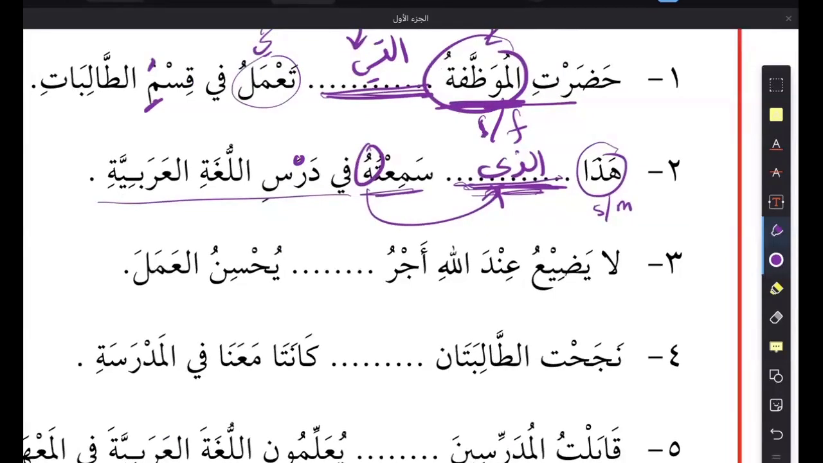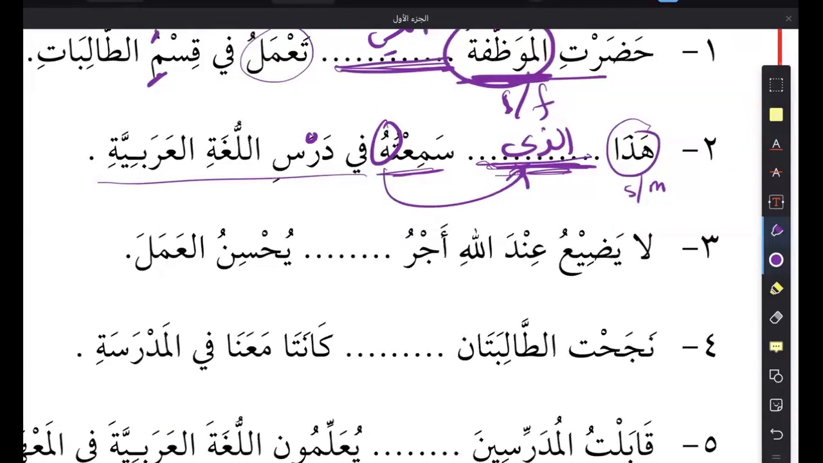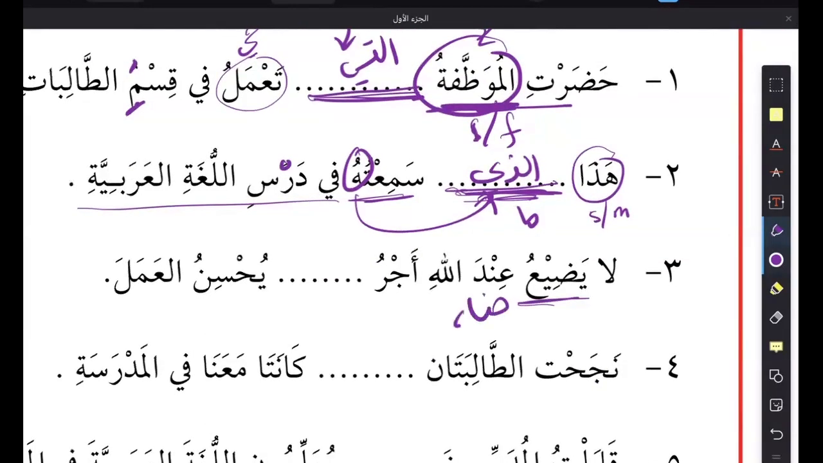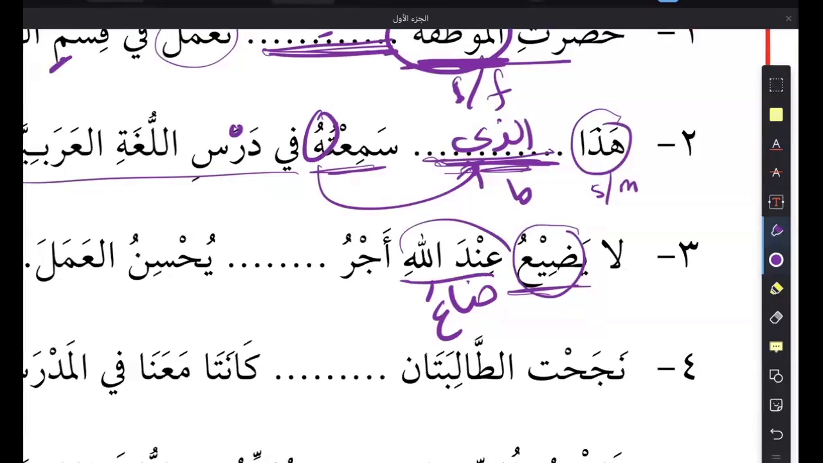Then we have لا يضيع عند الله أجر. Then يحسن عملا. So ضاع يضيع, this is a very good verb. ضاع يضيع is to get lost, to lose something, right? So first of all, when you say a verb, we have to look for its fa'il. Who is the doer? عند الله, at Allah, this is not the doer.